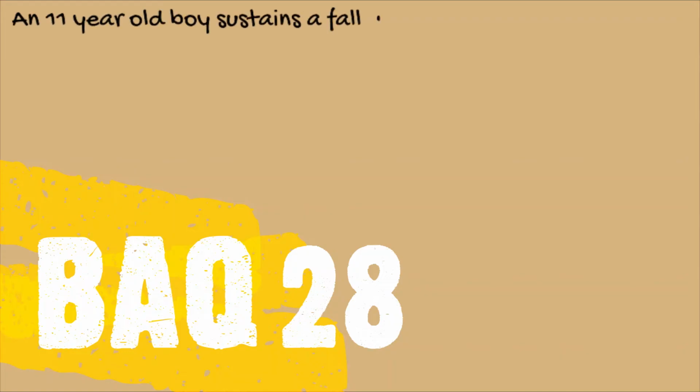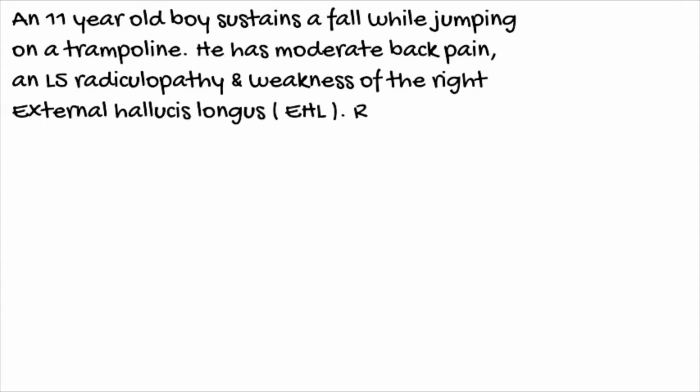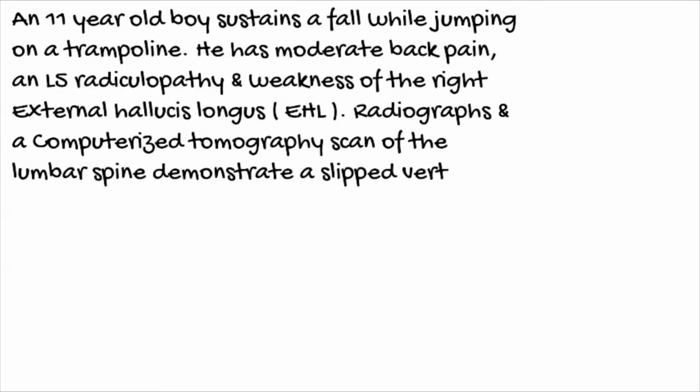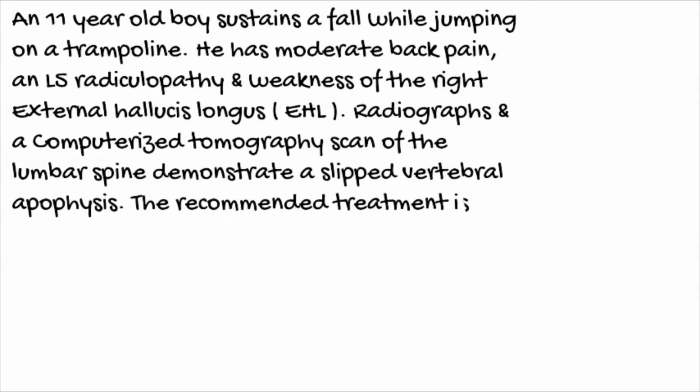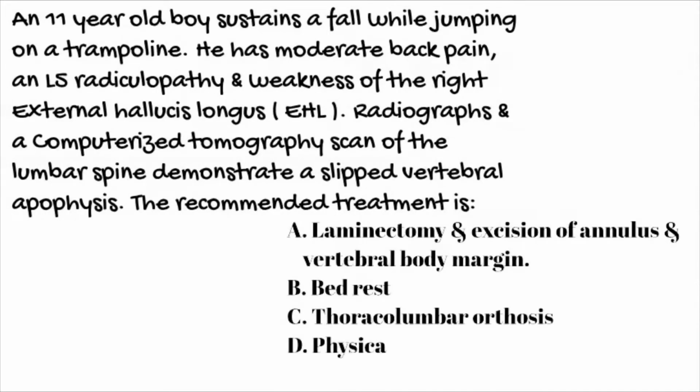An 11-year-old boy sustained a fall while jumping on a trampoline. He has moderate back pain, an L5 radiculopathy, and weakness of the right extensor hallucis longus (EHL). Radiograph and a computerized tomography (CT) scan of the lumbar spine demonstrate a slipped vertebral apophysis. The recommended treatment is: A, laminectomy and excision of annulus and vertebral body margin; B, bed rest; C, thoracolumbar orthosis; D, physical therapy; E, spinal traction.